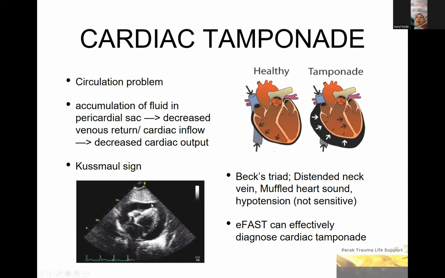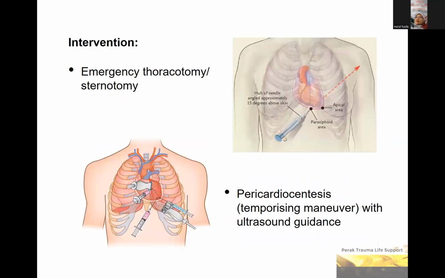So this is the ultrasound image of the heart. It shows that there is a pericardial effusion. That is, the volume is large enough, and it compresses the right ventricle. So this is the left ventricle. So patient can have a decreased cardiac output, and patient can have shock.